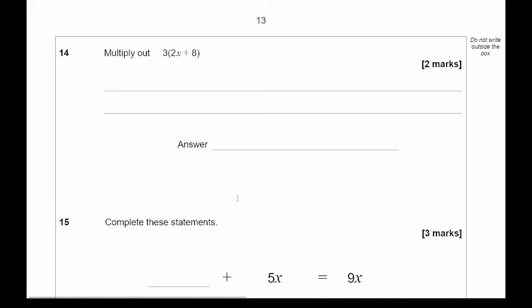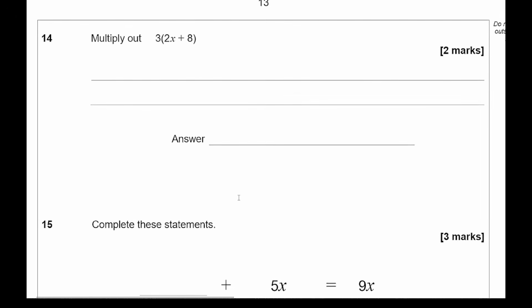Moving on to question 14, let's just zoom in so we can see a little bit clearer on the screen. It says multiply out the brackets. So for here, if we do 3 times 2x, remember when you're multiplying, we multiply numbers with numbers, letters with letters, so 3 lots of 2x is going to give me 6x, and 3 multiplied by 8 gives me 24.